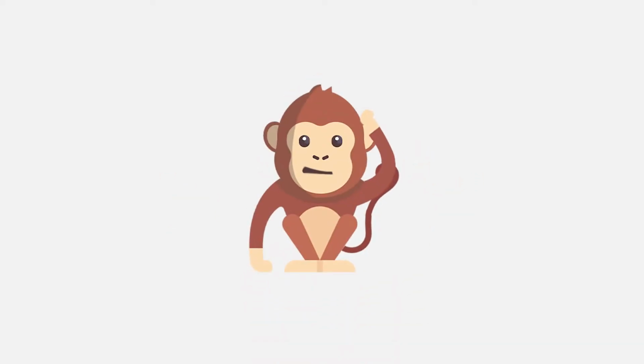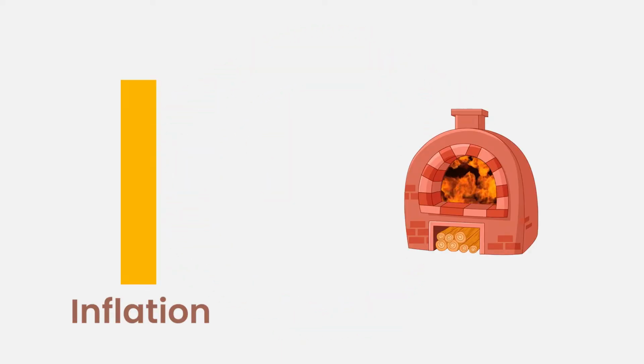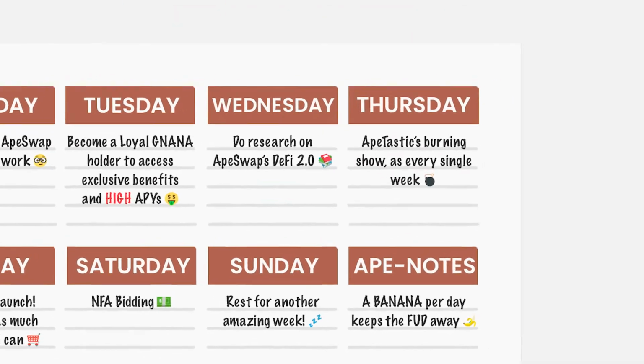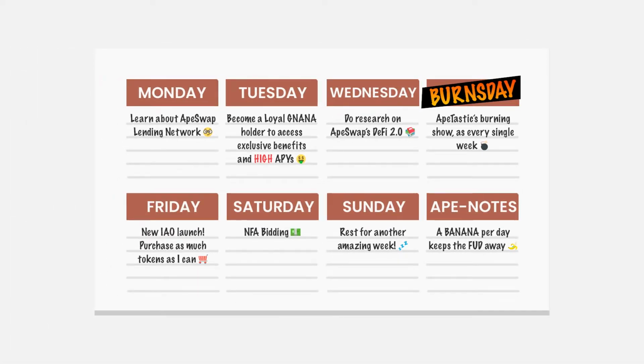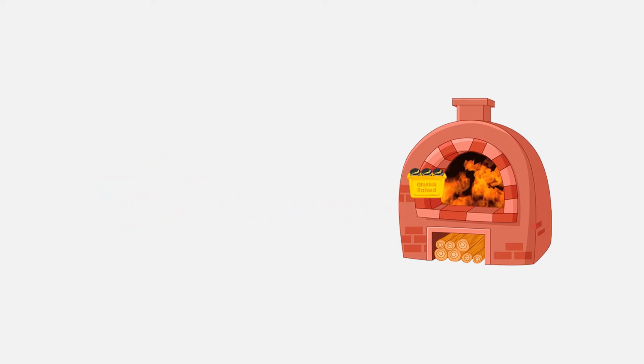So, you might wonder, how can this be sustainable? We have implemented several mechanics to regularly burn Banana to manage the token's inflation. Of all trading fees earned by ApeSwap, 50% are used to buy back and burn Banana on a quarterly basis. We also perform a weekly burn every Thursday, also known as Burns Day, that includes both a protocol burn and a manual burn. ApeSwap converts all GNANA raised during an IAO back to Banana and then burns it.